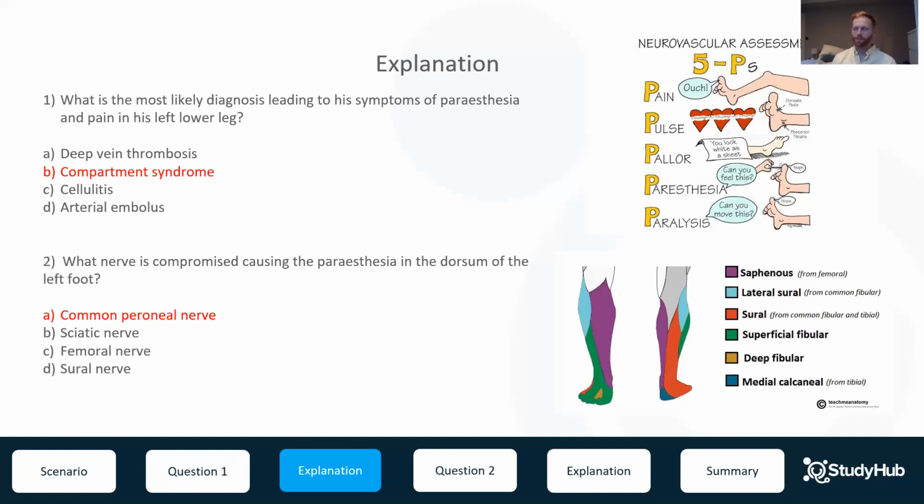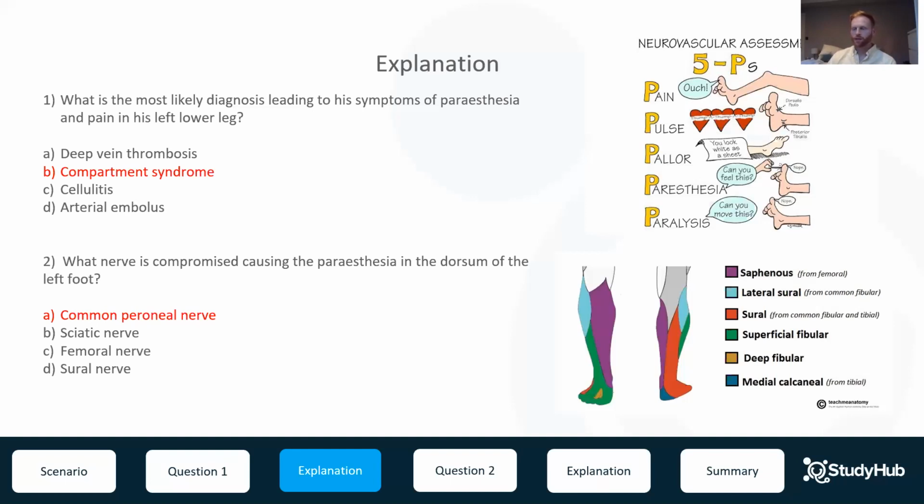Now, sorry, the 5 Ps there for the neurovascular assessment. If they've got pain, check if they've got pulses, check if there's pallor, check if there's paresthesia, and check if they've got paralysis of the muscles in the compartments. That is to assess both nerve injury and vascular compromise as well.